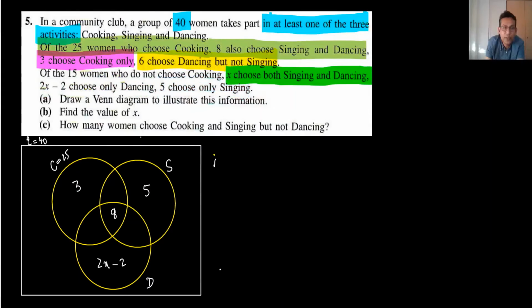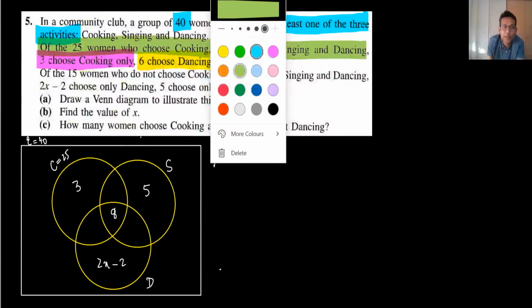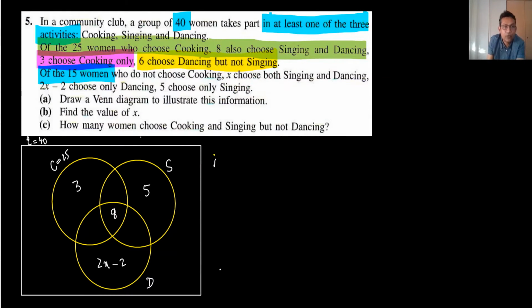And if I move to, because X is also connected with this part, I would like to explain this part again. Okay, let's see. Of 15 women who do not choose cooking, X choose both. Now this category is changed, because when we involve these 15 women who do not choose cooking here, X choose both. It means this X is not part of cooking. So I will write X here because this is connected with this. So that's why we cannot write only, but we have to connect with this 15.